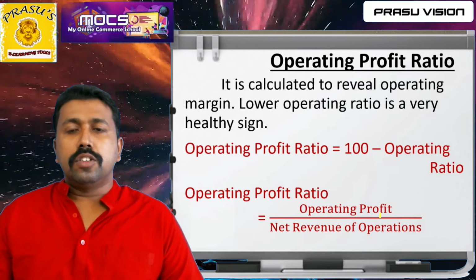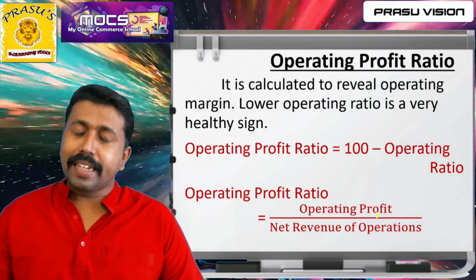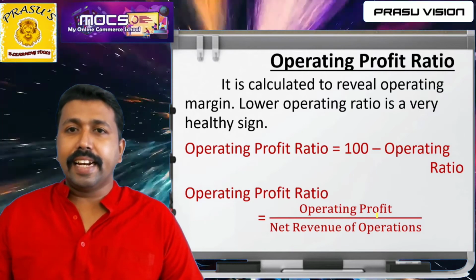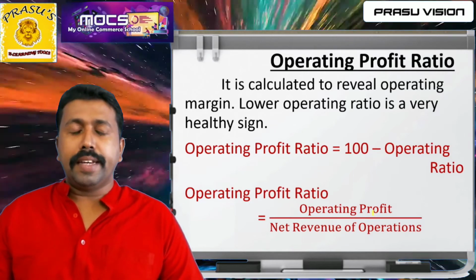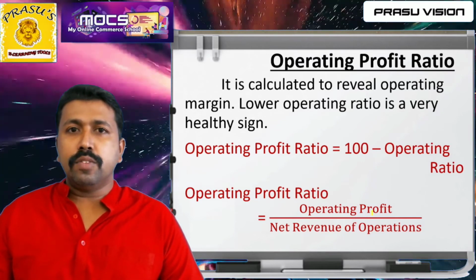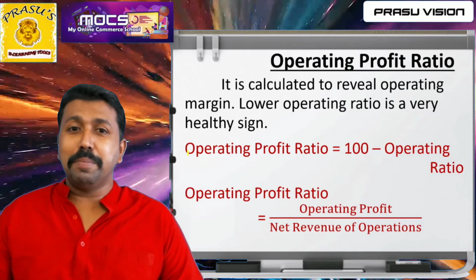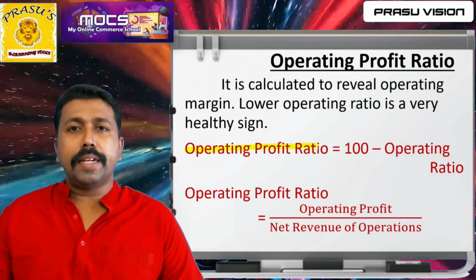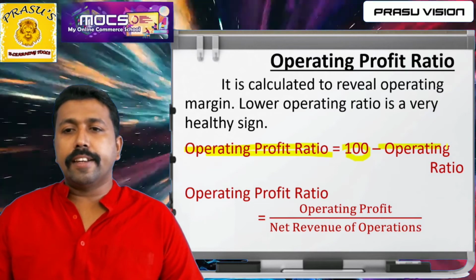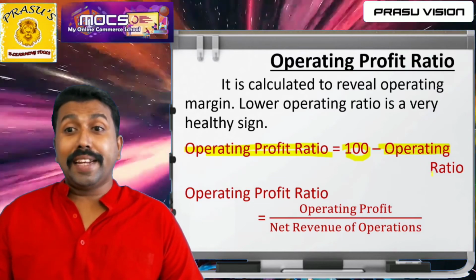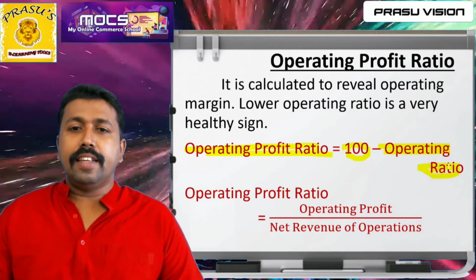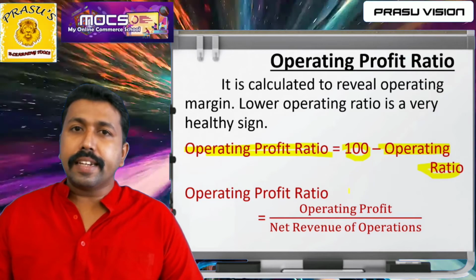The operating profit ratio is actually a continuation of operating ratio, and it is calculated to reveal the operating margin of the firm. Operating margin is how much they are earning as operating profit by comparing the incomes and the expenses. It is very easily calculated using a shortcut method: operating profit ratio is equal to 100 minus operating ratio, because we are calculating operating ratio as a percentage. When we deduct it from 100, the difference will be the operating profit ratio.